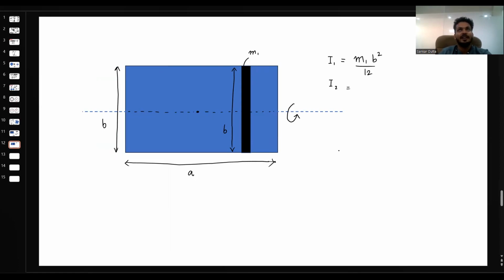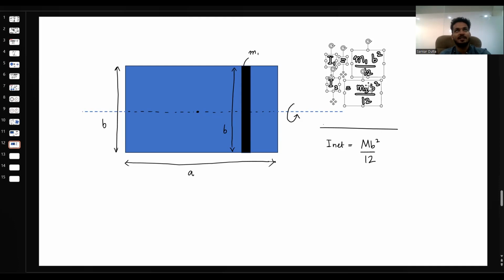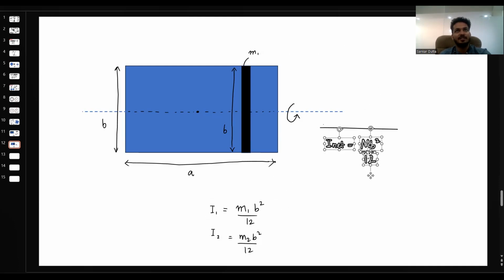So I2 will be m2 into b square by 12. So if you add all those strips, how much will be the net moment of inertia? The total mass into b square by 12. Awesome. Any part you did not understand in these two equations, please let me know if you didn't understand any part of this.